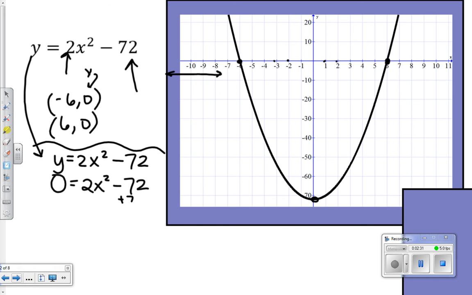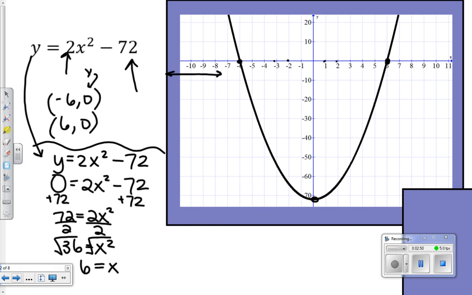I'm going to add 72 to both sides. So 72 equals 2x squared. And I have to divide by 2 on both sides. So 36 equals x squared. Well, we know what squared equals 36, right? We will take the square root. And most of you are going to say that 6 equals x, right?